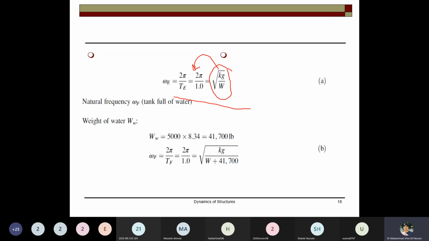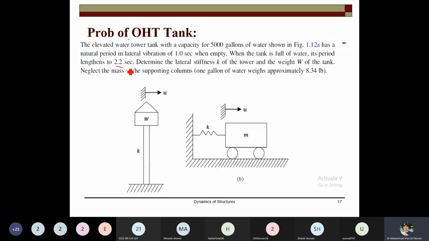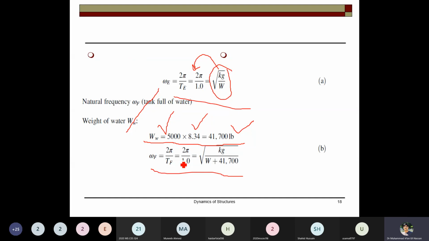Now the second equation. What is the weight of the water? Because it is 5,000 gallons, and 1 gallon is equal to 8.34 pounds, the total weight of the water is 41,700 pounds. Now when the tank is full, you can again write the equation of omega. Omega is equal to 2 pi over Tf when the tank is full. There is one mistake, because the tank is full, the time period was different. So it was 2.2 seconds. So the time period is 2.2 here.